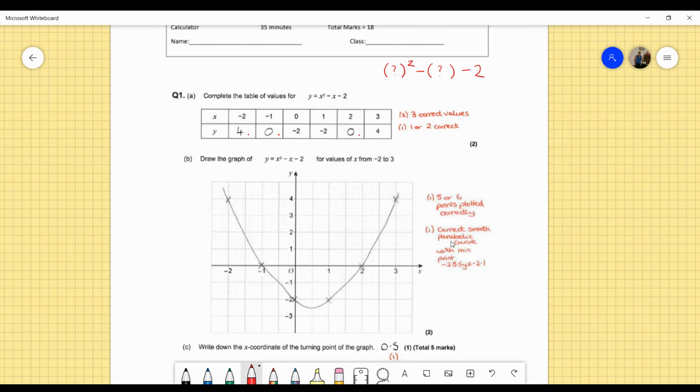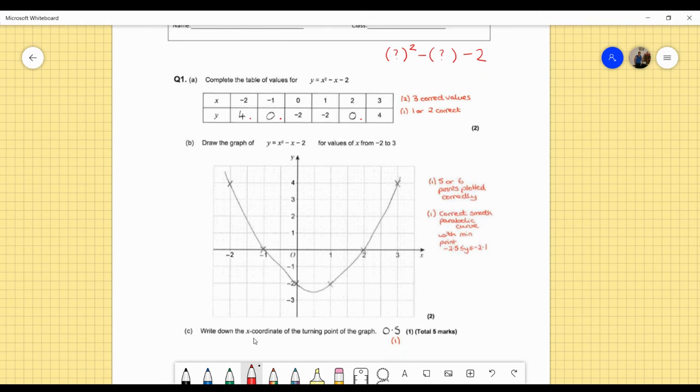The second mark comes from drawing a smooth parabolic curve, so that's a smooth U-shaped curve that must go through every single point that you've plotted, but it also needs to have a minimum point that is below this bit here. So it cannot have a flat bottom. If you remember, it should always be a curve. So you must make sure that it's curved at the bottom here to get that second mark. So there's 2 marks available then for part B.